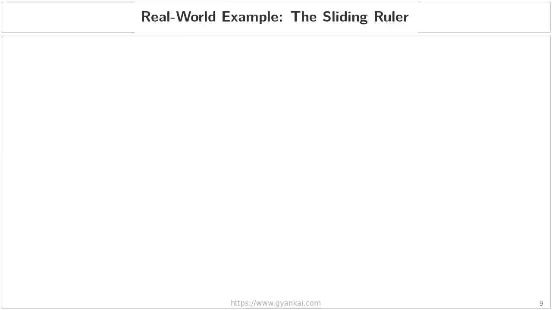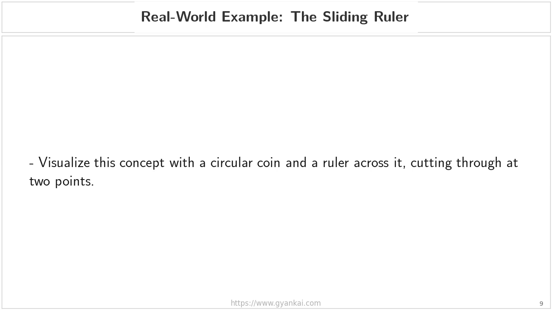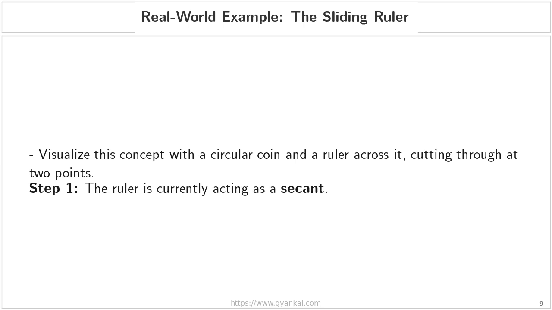Real-world example, the sliding ruler. Now, to make sure this concept is crystal clear, let's step away from abstract diagrams and look at a real-world visualization. Imagine you have a circular coin sitting on a table, and you place a ruler across it so that the ruler cuts through the coin at two distinct points. In this first step, the ruler is acting exactly like the secant line we've been discussing. It's intersecting the circle at 2 points.